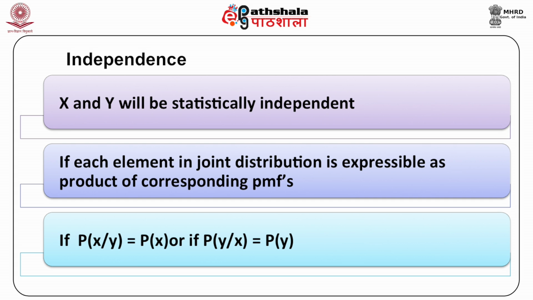Now we will be talking about independence. Two random variables X and Y will be statistically independent if and only if each element in their joint probability distribution can be expressed as the product of the corresponding marginal probabilities, that is marginal PDFs or PMFs. Also, from the conditional probability distribution theorem above, it can be seen that this condition holds if P(x|y) is equal to P(x), or if P(y|x) is equal to P(y).